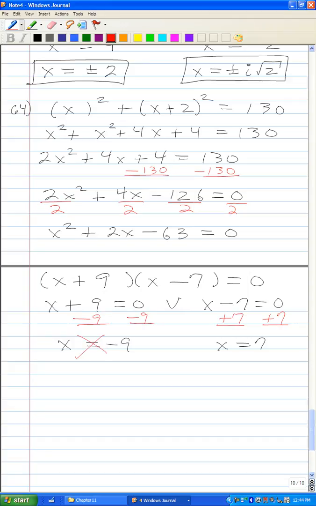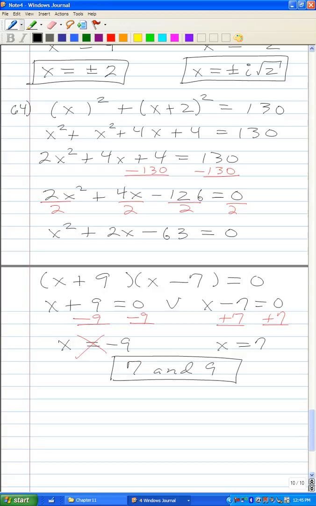Well, I want a positive odd integer, so I get rid of negative 9. And so 7 is an integer. The next consecutive odd integer is 9. So the consecutive integers are 7 and 9. Those are two consecutive positive odd integers, the sum of whose squares is 130.